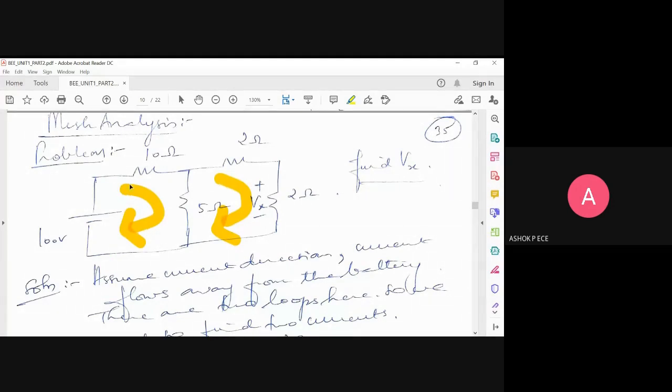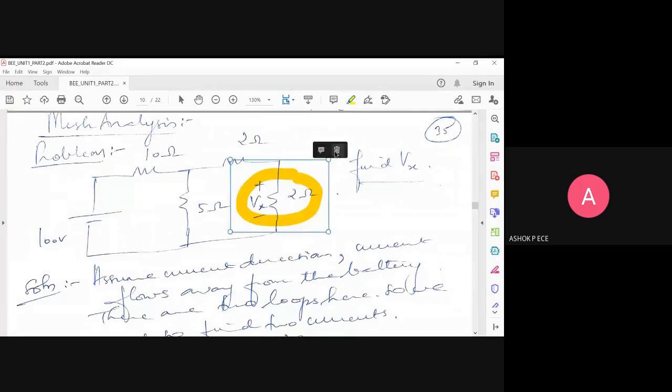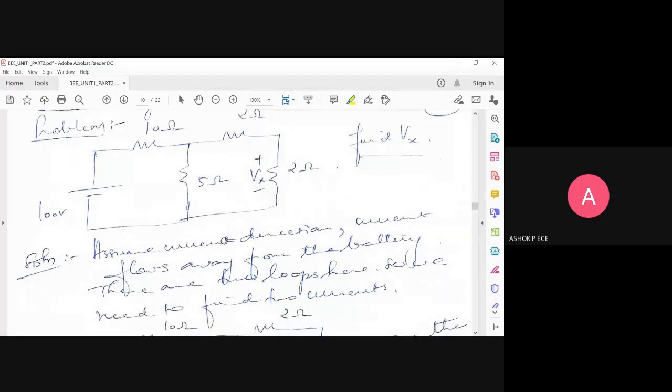Okay. So this diagram is given, and what they have asked in this diagram is to find Vx. And Vx is the voltage across this resistance of 2 ohms. So I'm going to find this voltage using mesh analysis. The first thing in mesh analysis is to identify the meshes. So here I have identified two meshes: this one and this one.